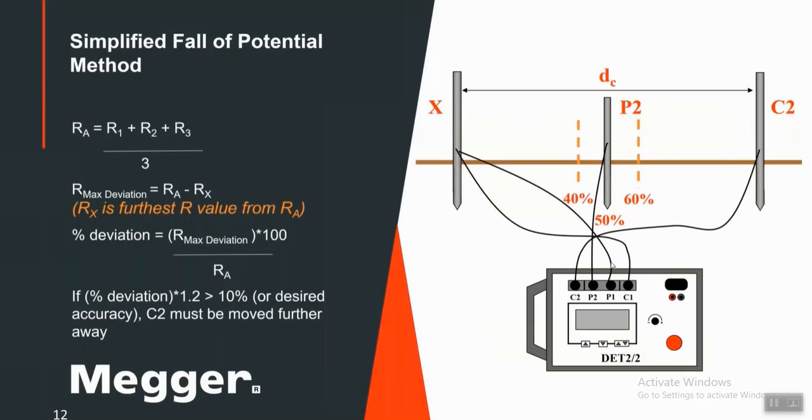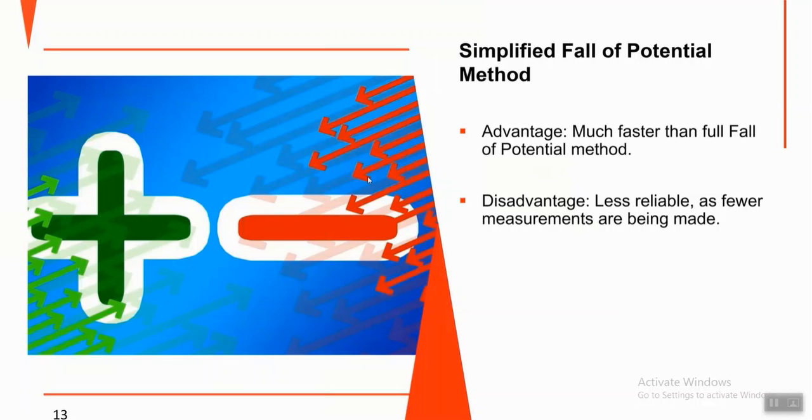The connection for testing is the same as the fall of potential method. This method can give sufficient accuracy, but it will still always give values on the low side. Depending on the customer, if they put a bigger standard here, the correctness will be less. If they put lower, maybe they will get a good accurate measurement. This is the advantage and disadvantage of this method.